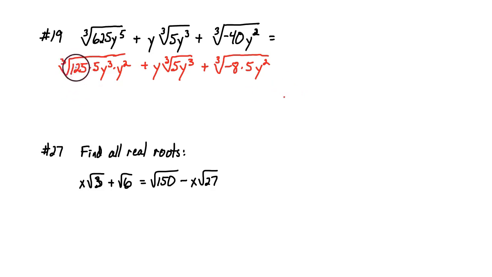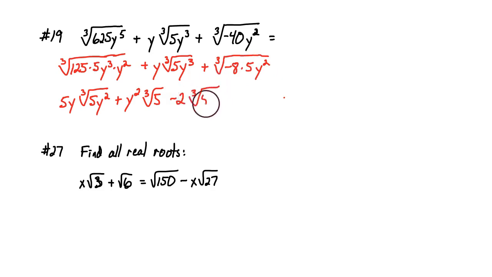Okay, next step. The cube root of 125 makes 5. The cube root of y cubed makes y. This 5 and this y squared will have to stay in the radical symbol. Now here in the middle, the cube root of y cubed makes y, and a y out front times another y makes y squared. But the cube root of 5 will have to stay inside the radical symbol. Now here on the end, the cube root of negative 8 makes a minus 2. But this 5 and this y squared will have to stay inside the radical symbol.